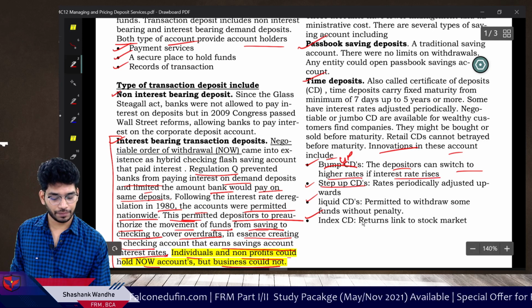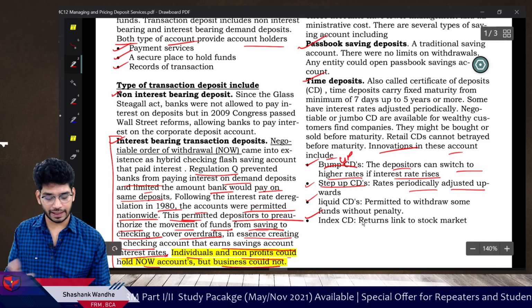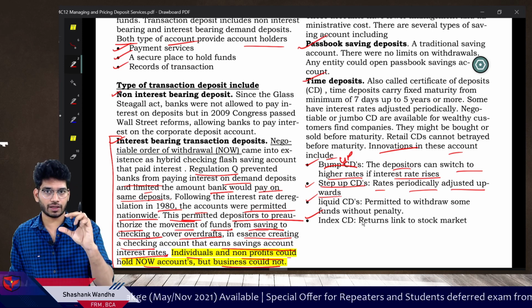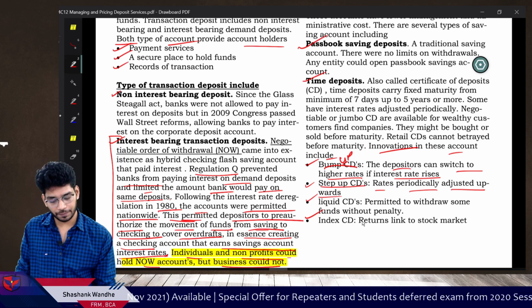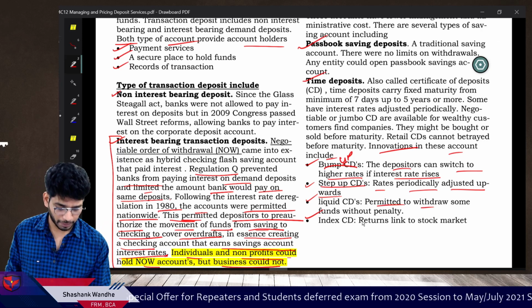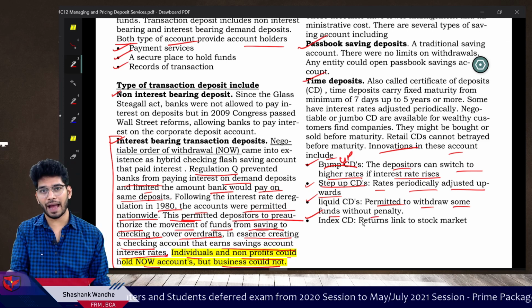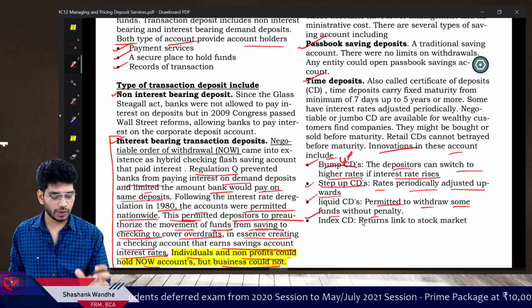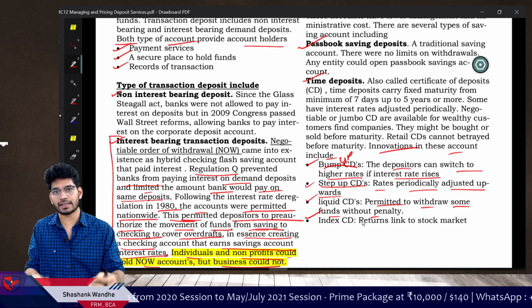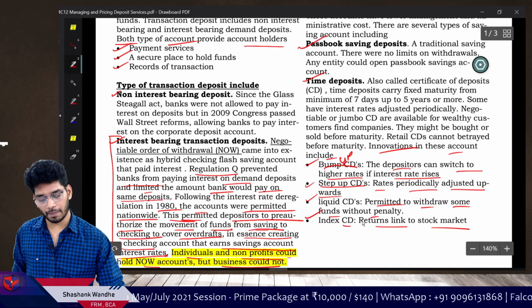This is step up CDs. This step up CD feature is that rates are periodically adjusted upwards. So if the interest rate is increased after a certain band, then it will be increased to that limit. Then the liquid CDs, in which you are permitted to withdraw some funds without penalty, like you have MODs in some Indian banks, right? So liquid CDs are like the MODs. It will act like a fixed deposit, but you can also use it as liquid funds. Then you have the index CDs, whose returns are linked with the stock market.